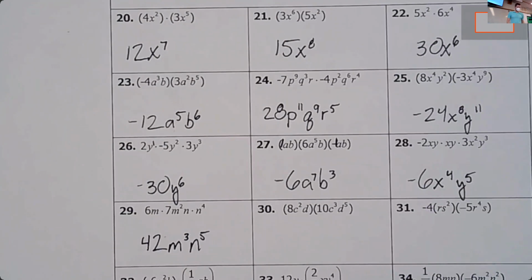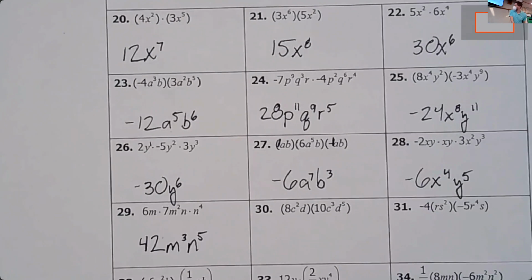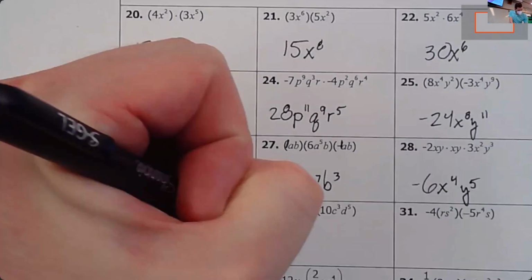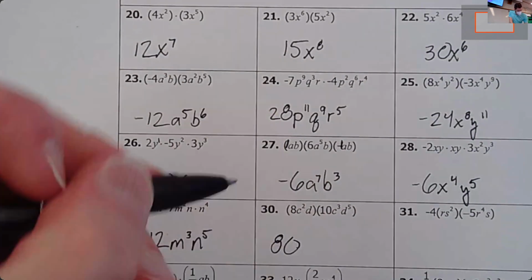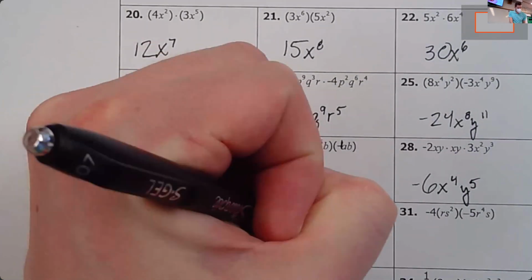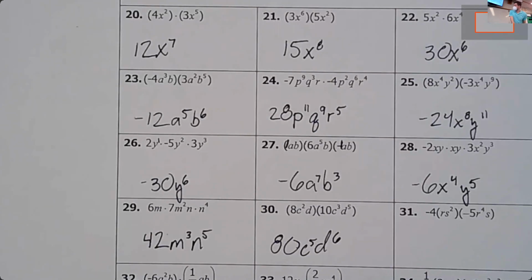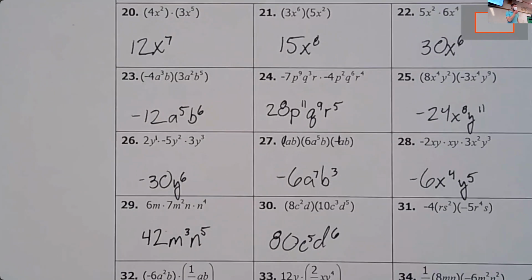All right, number 30. Justin, number 30. C to the 5th, D to the 6th. Good. Nice. 8 times 10 is 80. C to the 2nd, C to the 3rd, add the exponents. 2 plus 3 is 5. D times D to the 5th, add the exponents. 1 plus 5 is 6. Nicely done. And then the last one of the ones that I wanted you to finish, number 31.